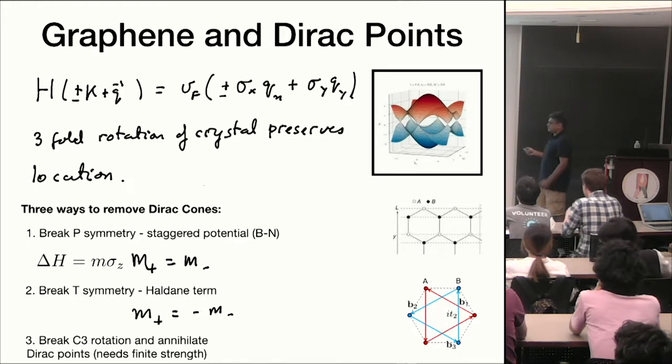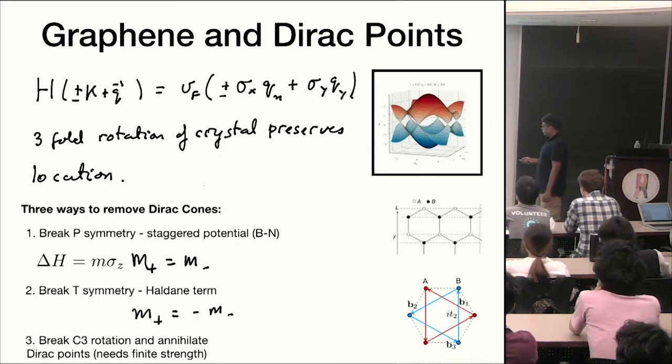That would show up as a sigma Z term. Obviously, sigma Z is sublattice. The potential would look like sigma Z, and it would be essentially independent of momentum. It's just a zero wave vector object. So you'd have the same mass M at both of these Dirac points.